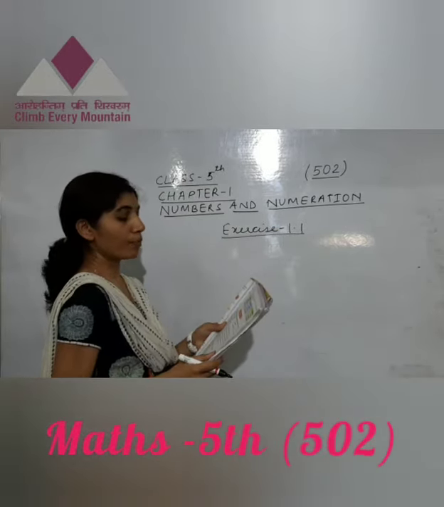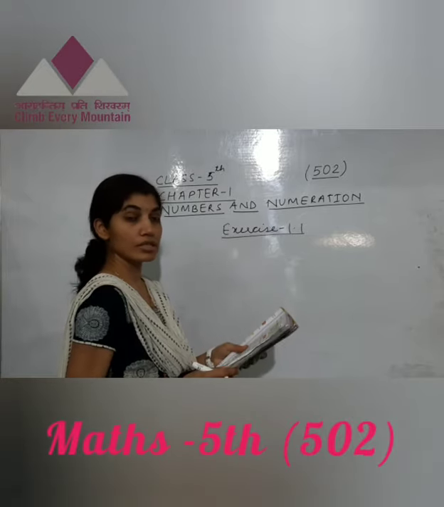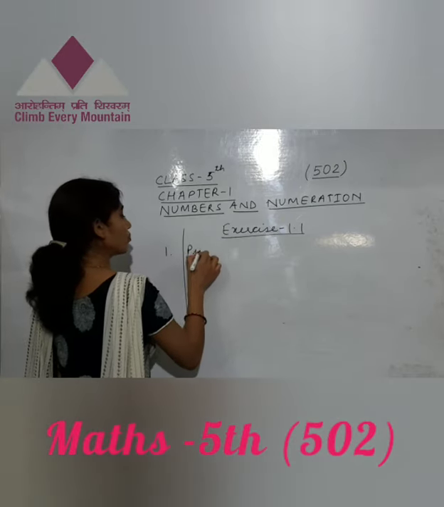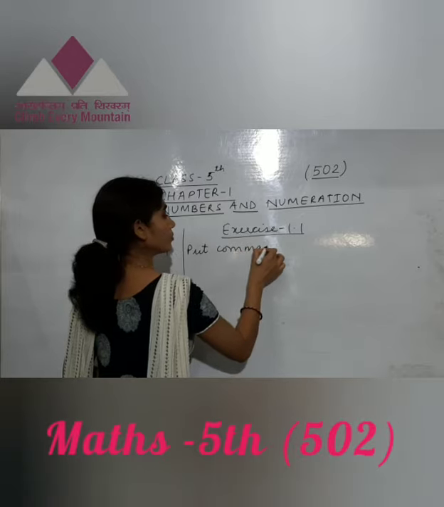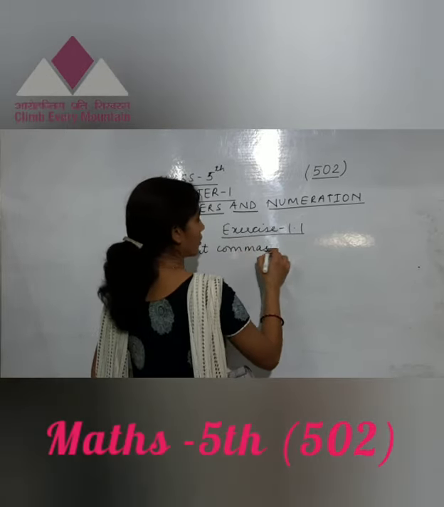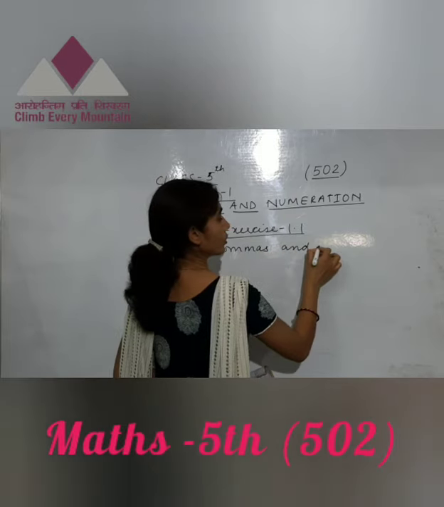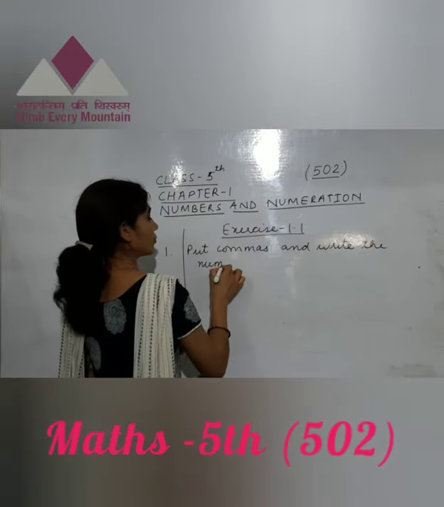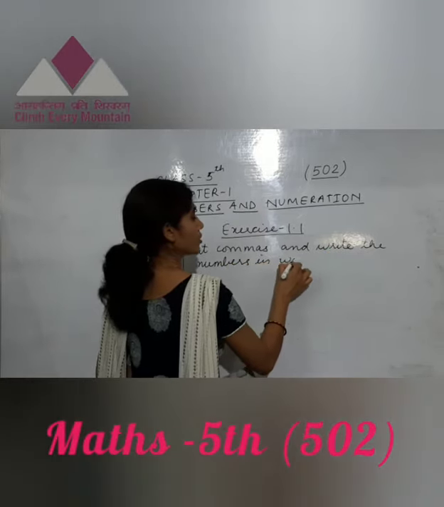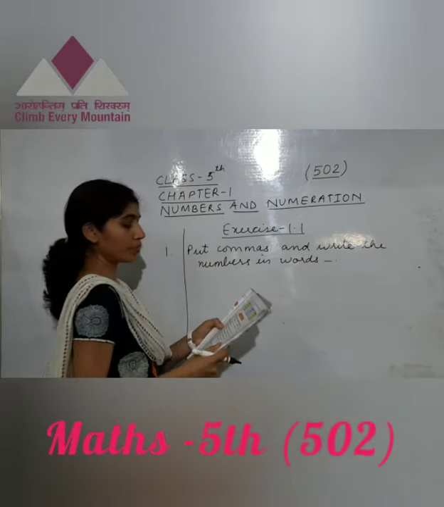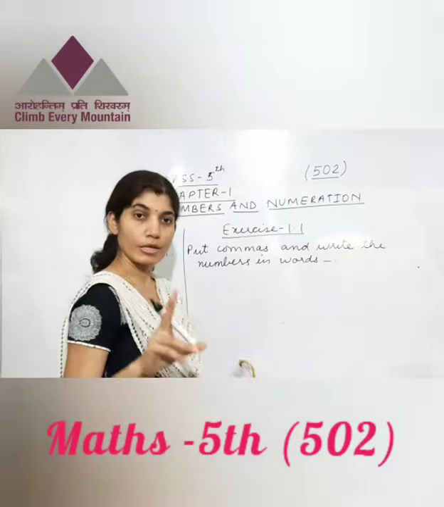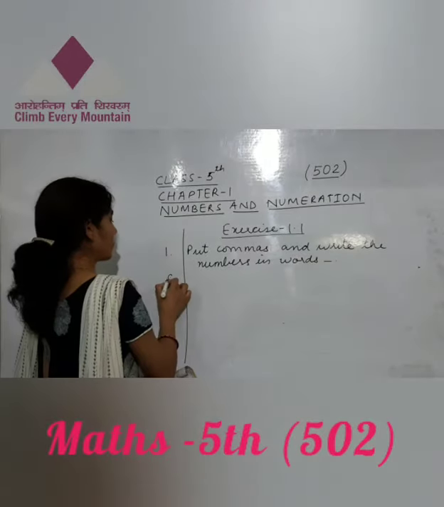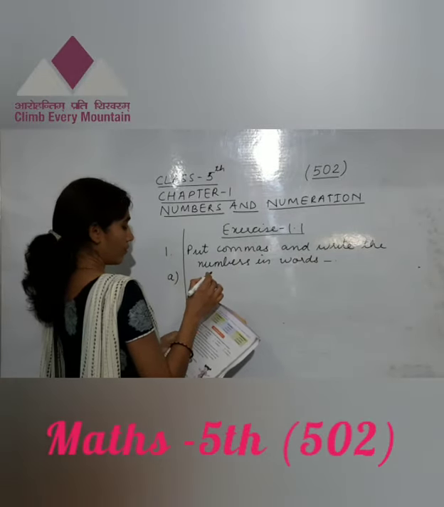Question 1 is, put commas between periods and write the numbers in words. Okay? So question number 1 is put commas. I am writing the question in short. Put commas and write the numbers in words. Now here in this question, 8 parts are there. So out of 8, I am explaining 2 parts and the remaining parts you should try yourselves. Okay? See the first one. It is 2, 3, 5, 4, 6, 1, 8.